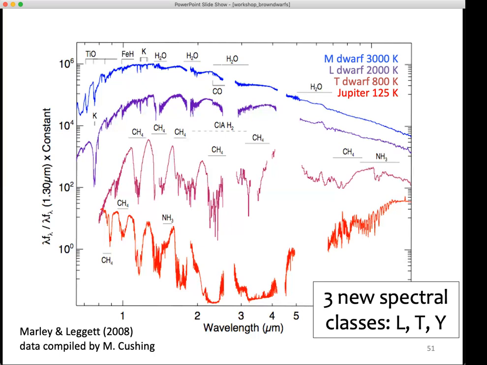But we use these different clues, just like I showed you yesterday. How do different elements show up in the atmosphere or in the spectrum? How does the shape of the spectrum change? That tells us about the temperature. And it also turns out it will tell us about the surface gravity, which is really massive.